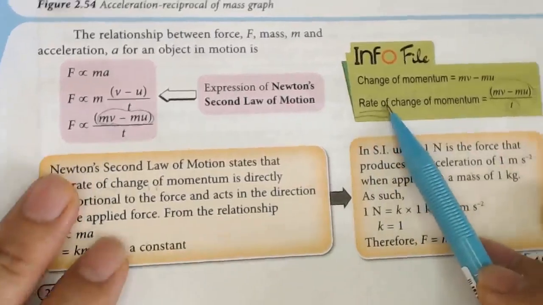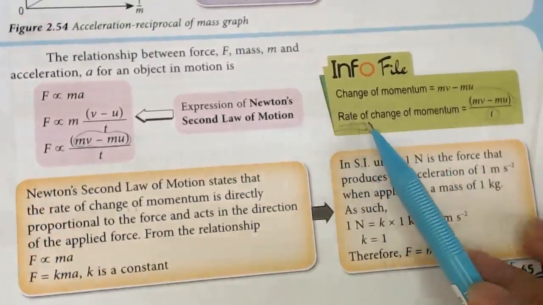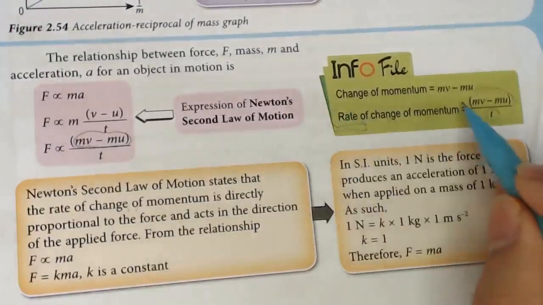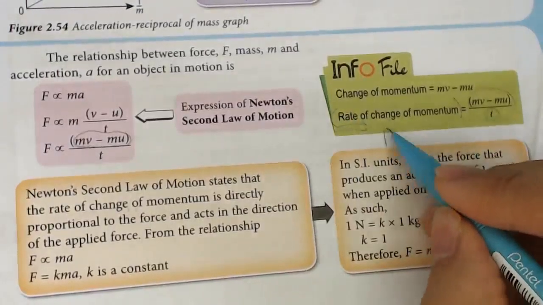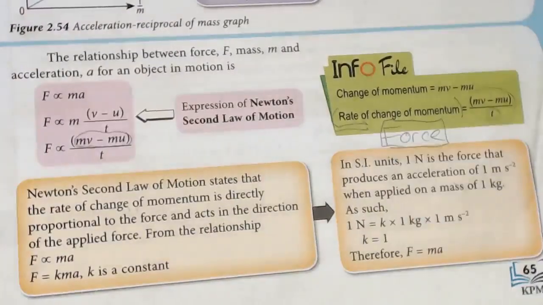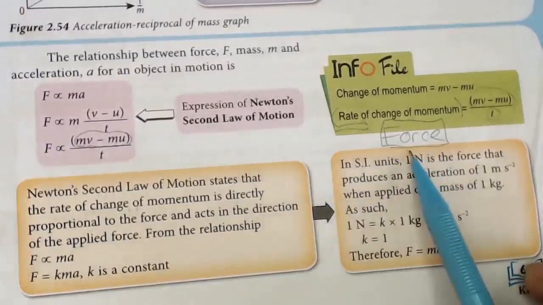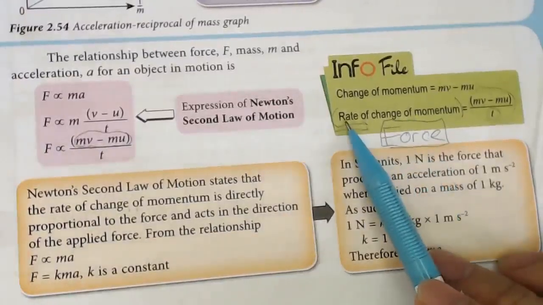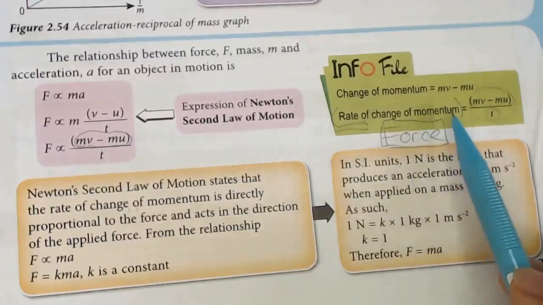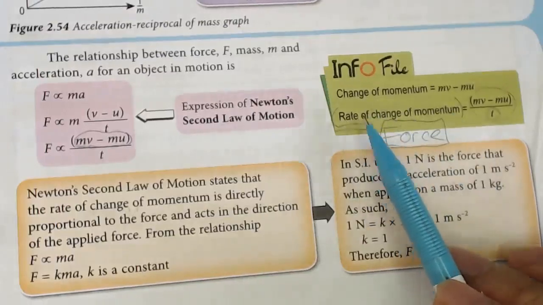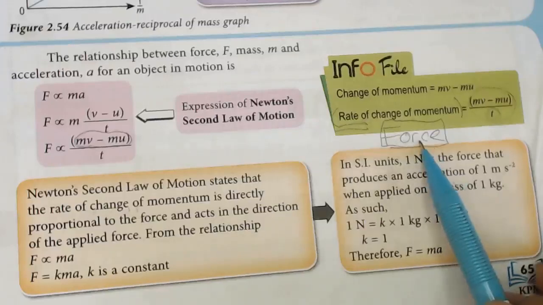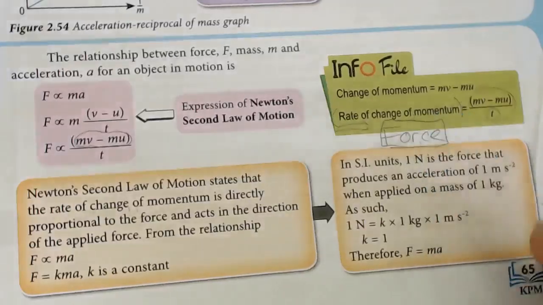If you notice, we got "rate of change of momentum" here. Another name for this long term is force. Simple name, force. So if you don't want to use the word force, you can use this word, which is too long, rate of change of momentum. If you don't want to use this long one, you can use the short one, force. You understand?